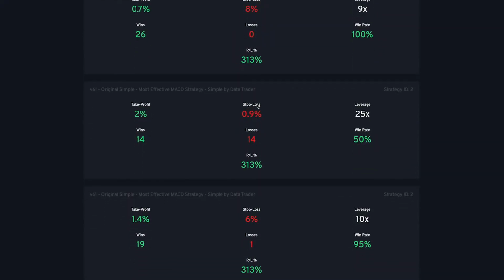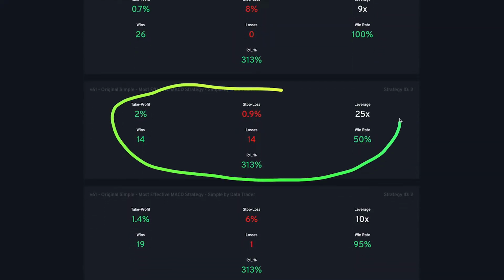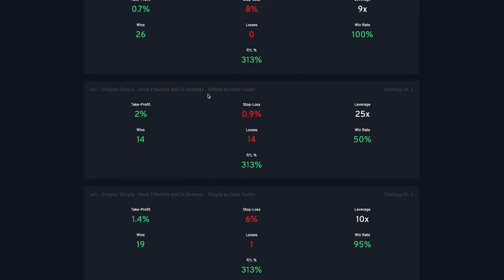All right, I like this strategy a lot more here. It didn't make as much profit, but it's a much more stable strategy in my opinion. A take profit at 2%, stop loss at 0.9%, 25x leverage, and a 50% win rate, and we would have tripled the account in just a few days. So that's really good in my opinion. So this is the strategy I want to try out.